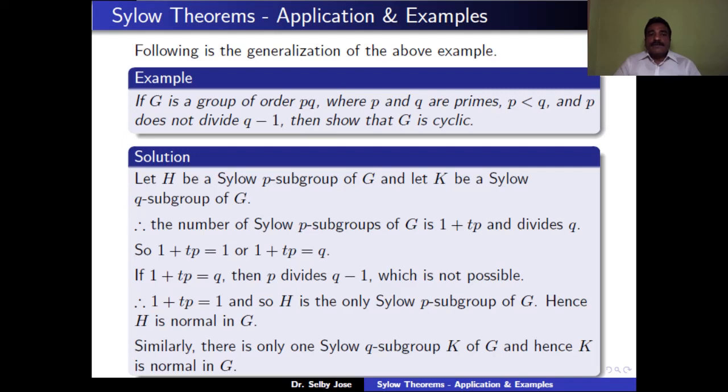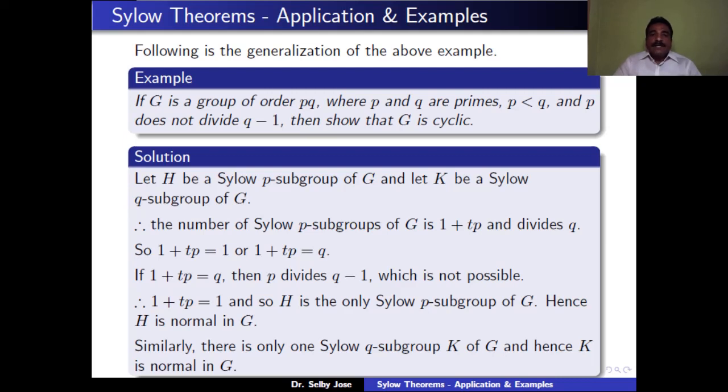Therefore, the number of Sylow P subgroups of G is 1 plus Tp, and that divides Q because it divides the index of P in G, which is equal to Q. Therefore, 1 plus Tp is either equal to 1 or equal to Q. If 1 plus Tp is equal to Q, then P divides Q minus 1, which is not possible. Therefore, 1 plus Tp is equal to 1. Therefore, G has only a single Sylow P subgroup.